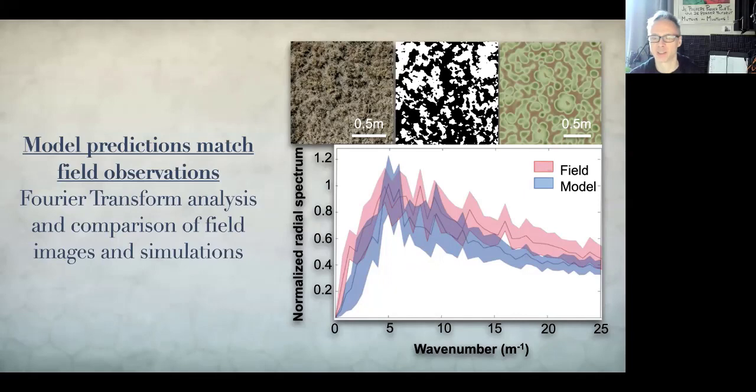Cool. Thanks, Leon. Maybe a last one comes from Anna, a PhD student. These Turing patterns have been mapped and described in desert vegetation and savannas. So do we observe similar patterns in other types of systems, in temperate and tropical systems?